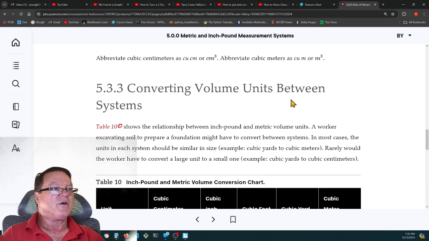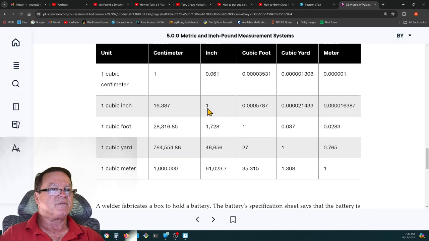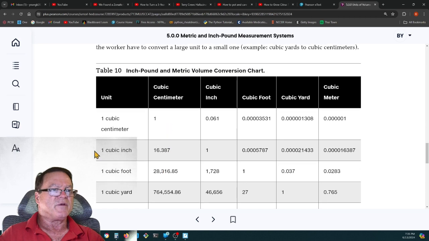5.3.3, converting volume units between systems. Well, what do we have here? A cubic foot. Maybe we can do a cubic inch.